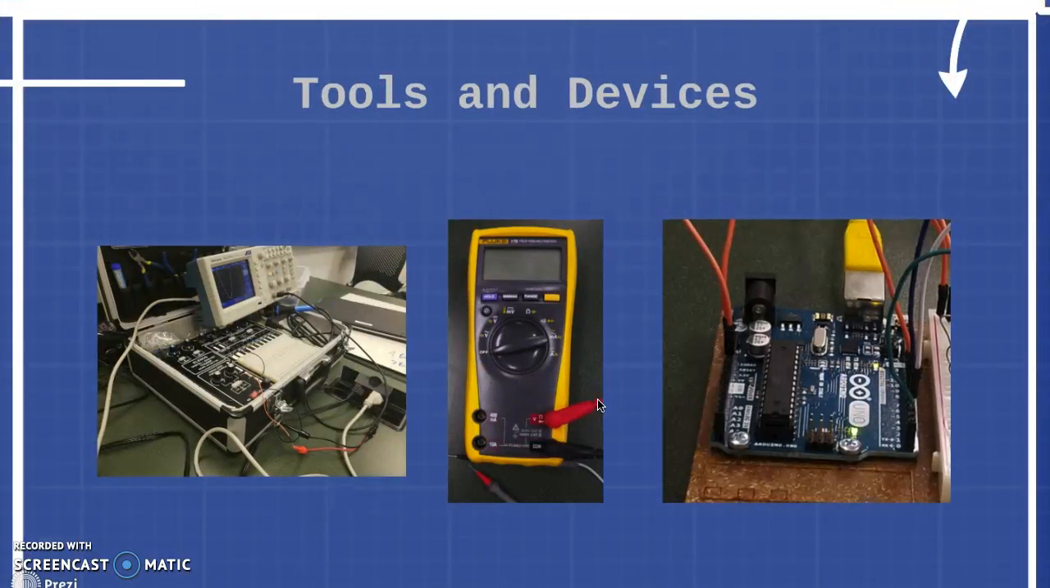So let's go into the tools and devices. So on the screen, the first tool that we actually worked with was a multimeter, which was a fun tool to work with. We were able to measure volts, amps, and current within alternating current and direct current.